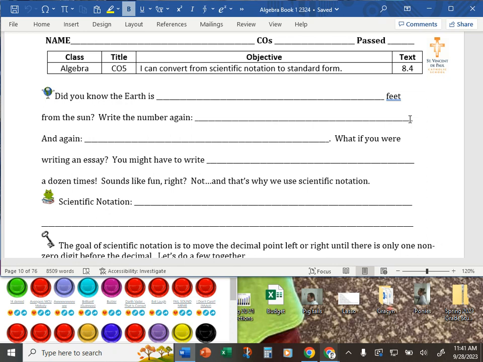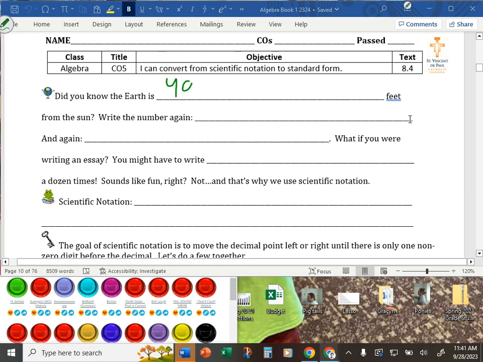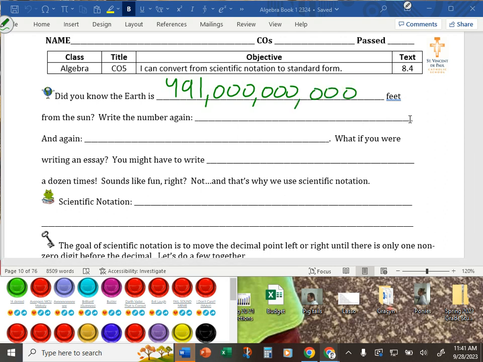Because from time to time, science and math intertwine, and this is one of those things. Oftentimes in science, you deal with very, very large or very, very small numbers. If you're talking about the distance, for example, from the Earth to the Sun, that number is very, very large. It is 491 billion feet from the sun. That's a big number. Lots of zeros there.